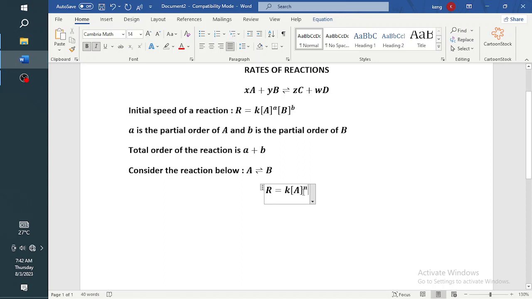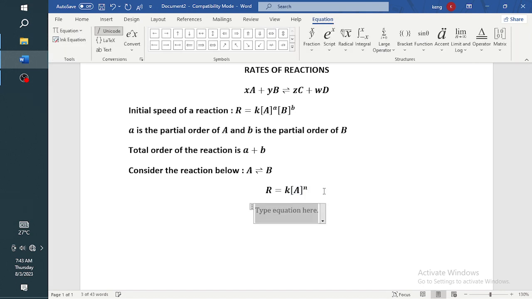Now we are going to get a relationship between the concentration of this particular reactant with respect to time, provided it is zero order, first order, second order, third order, and so on and so forth. We should also note that the rate of a chemical reaction is simply the change in the concentration of the reactants over time.